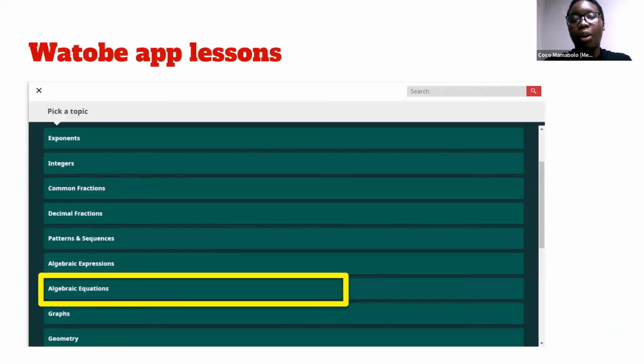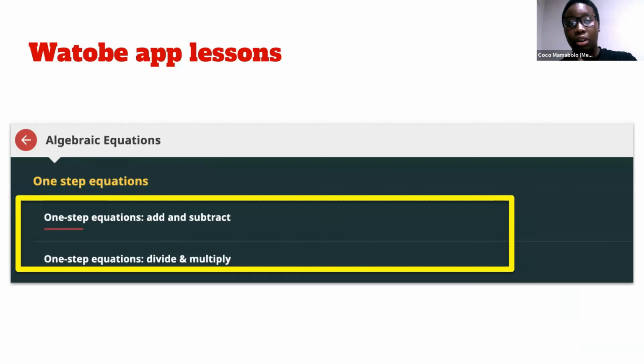Our homework for today and for Wednesday is algebraic equations. If you click on your topics on the app, go to algebraic equations, scroll all the way down, and look for one-step equations, addition and subtraction. If you want to look ahead a little, you can look at divide and multiply as well. But I think you did quite a bit of that today. The next lessons are going to be a little more challenging.